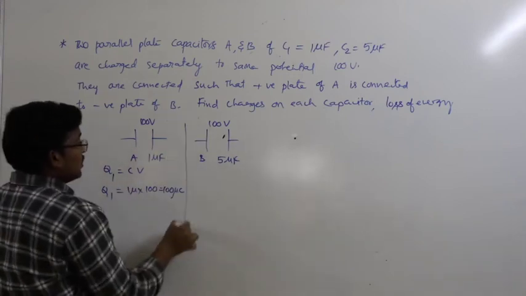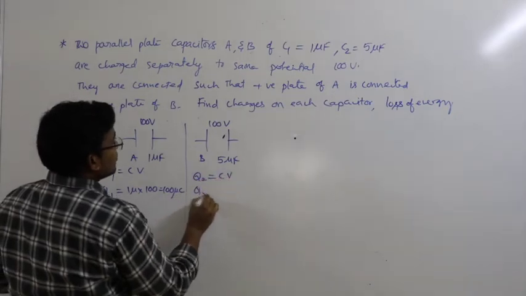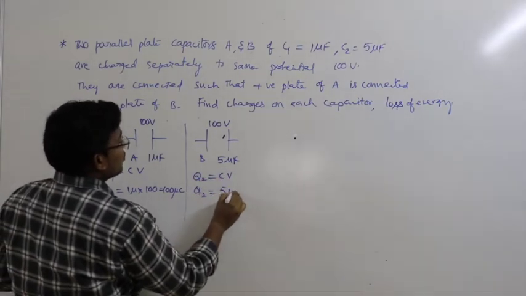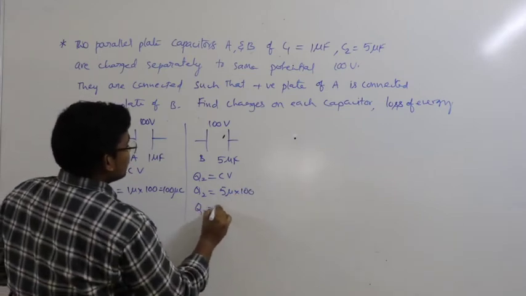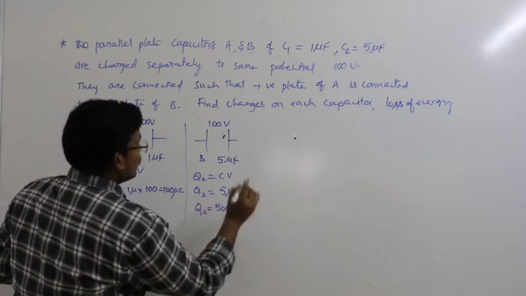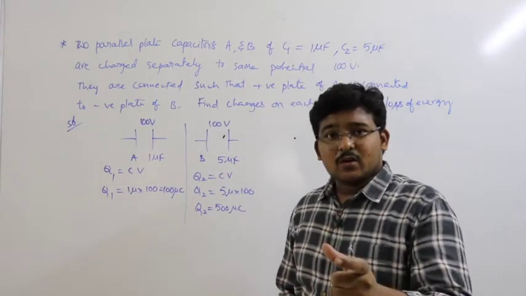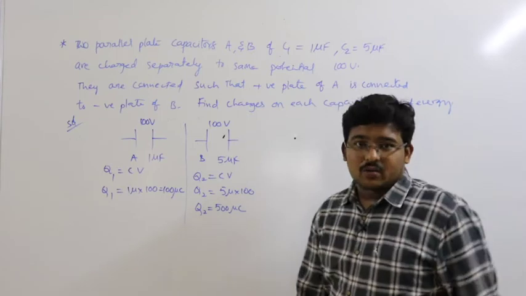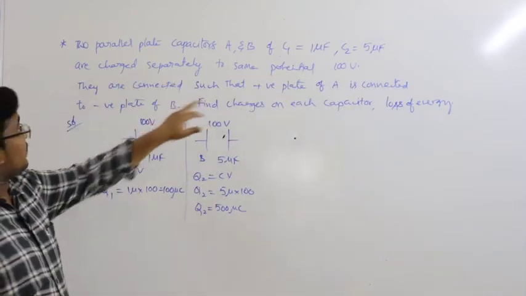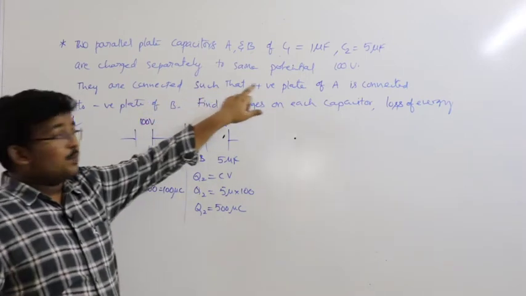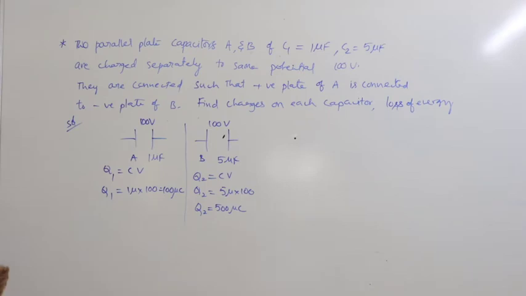Now this is Q2. Again the formula is Q2 is equal to CV. So Q2 is equal to 5 micro into voltage 100, so Q2 is equal to 500 microcoulombs. Means initially they have the charges, one is 100 micro, another is 500 micro. Now what have they done? Now they have connected such that the positive plate of A is connected to the negative plate of B.